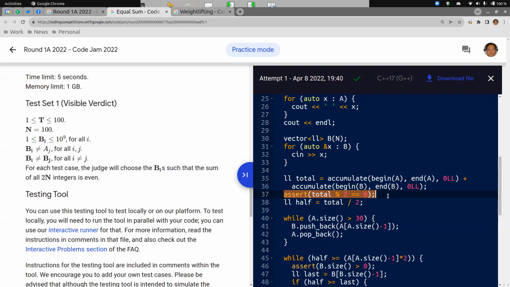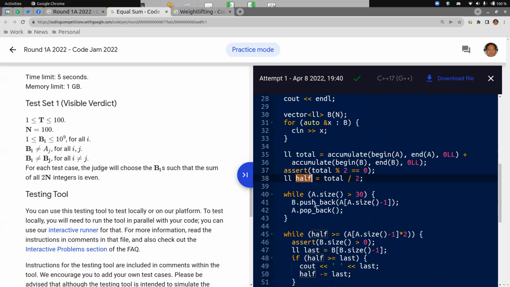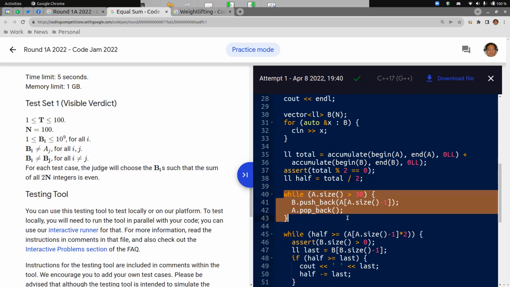Okay, so now that I have this, I figure out the total and the half. So now I know what I'm aiming for is the half. And then here, I don't know if it's really necessary, but I want to keep A to be just the powers of 2. So I move everything that's not a power of 2 to B. I guess it just makes it easier for me to think about the fact that A is always the powers of 2 and B is the other stuff.